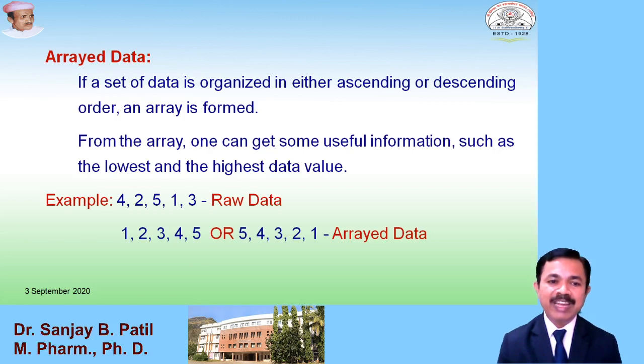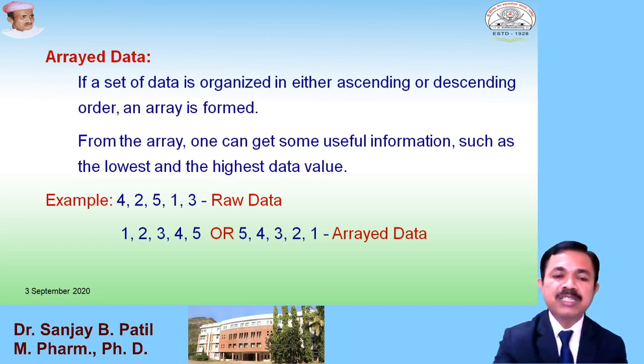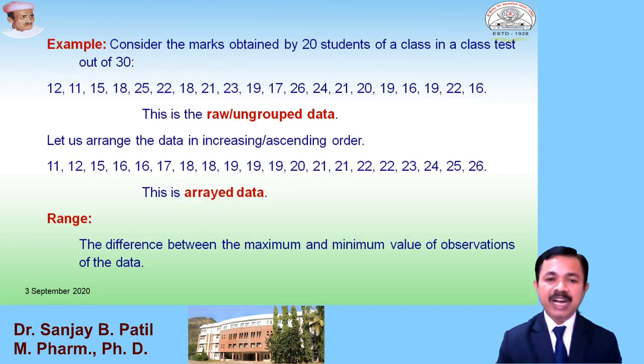And if we have arranged these numbers, these observations in the form like 1, 2, 3, 4, 5, which is ascending order, or 5, 4, 3, 2, 1, which is descending order, such type of the data is known as arrayed data. So conversion of raw data into arrayed data is very important for systemic organization of the data. So to understand how the raw data is converted into arrayed data, we will consider a simple example.